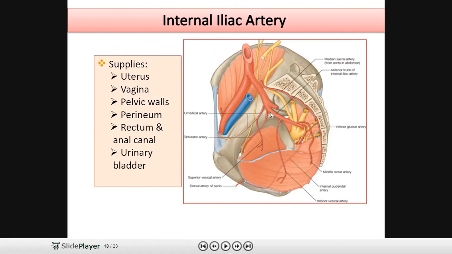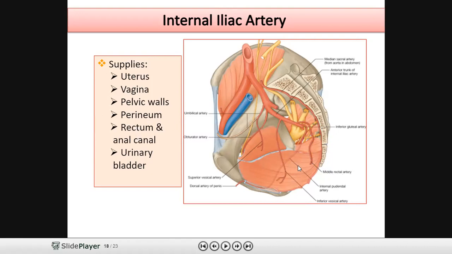This is the anterior trunk of the internal iliac artery, which gives rise to the inferior gluteal artery. The inferior gluteal artery is going to supply the muscles that we call the gluteus muscles. The gluteus muscles are the muscles of your buttocks, and they are supplied by the inferior gluteal artery. Then we also have a branch here coming down to the rectum, which we call the middle rectal artery. That is going to supply the rectum.